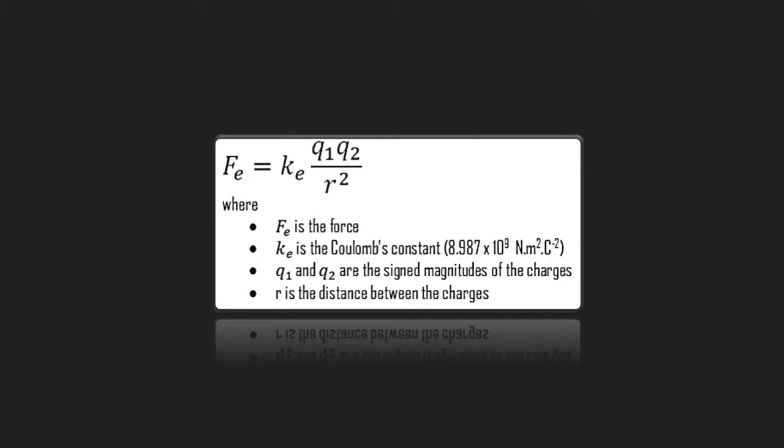The formula for Coulomb's law is given by F sub E, which is the force between the two charges, while Ke here is the Coulomb's constant, given by the value of 8.987 times 10 raised to the power of 9 multiplied by Newton meter squared over Coulomb squared. For Q1 and Q2, these are the magnitudes of our charges, over r, which is the distance between the two charges, raised to the power of 2.